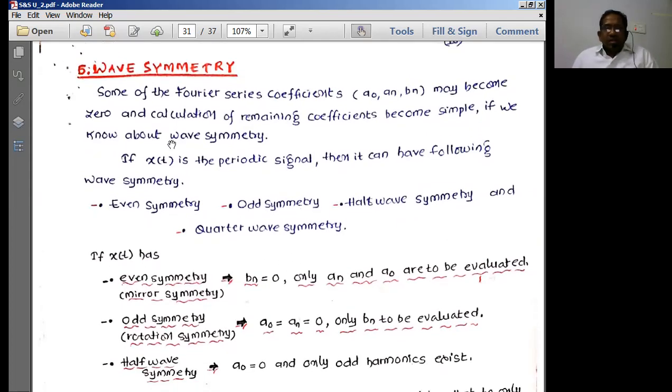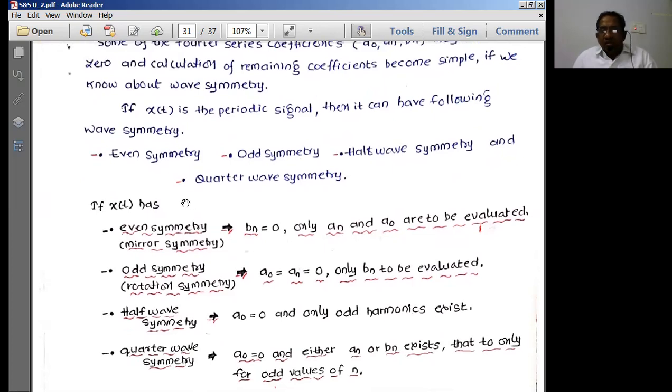So what is the basic concept underlying wave symmetry? Some of the Fourier series coefficients, a naught, a n, b n, may become zeros, and calculation of the remaining coefficients becomes simple if we know about the wave symmetry beforehand. That means if we know about wave symmetry, we can reduce our time in calculating the various coefficients of the Fourier series.